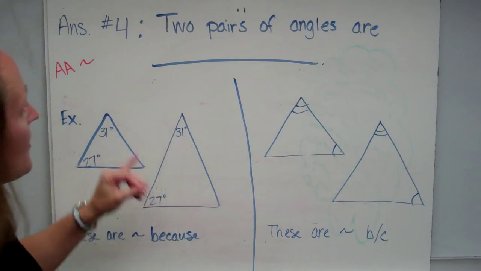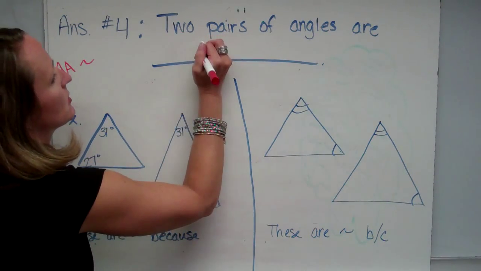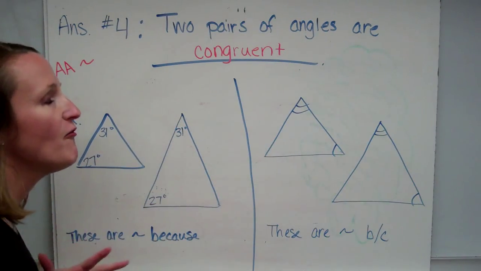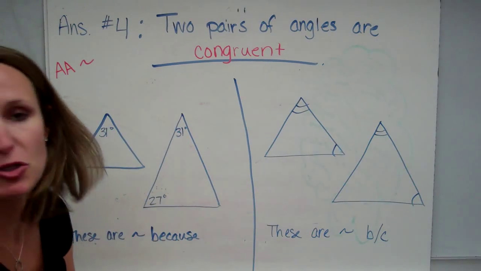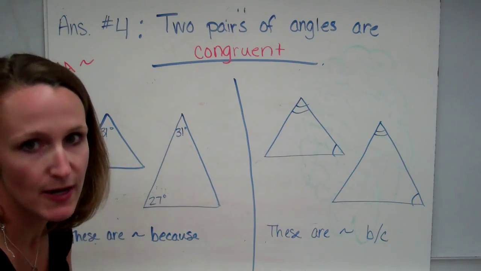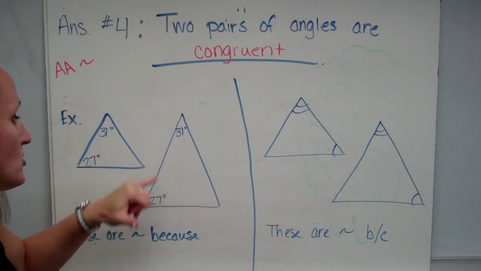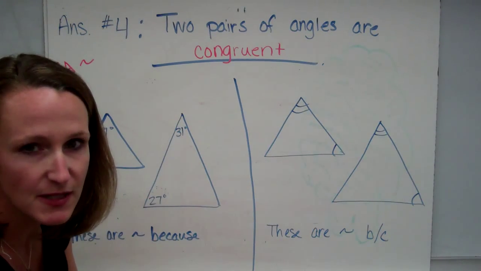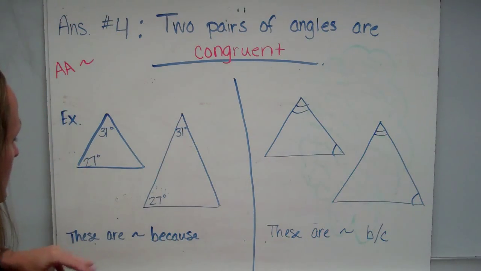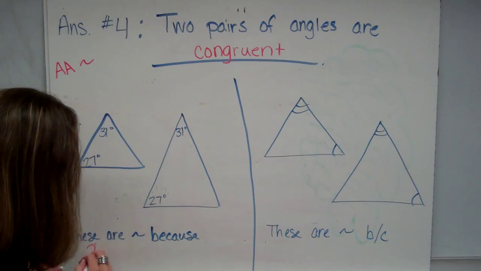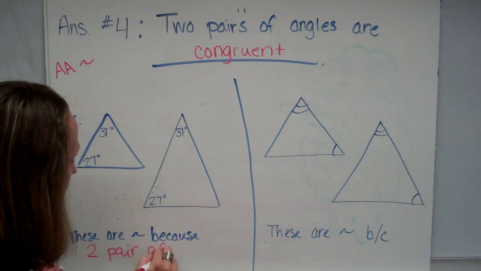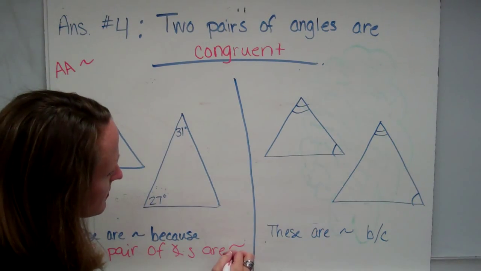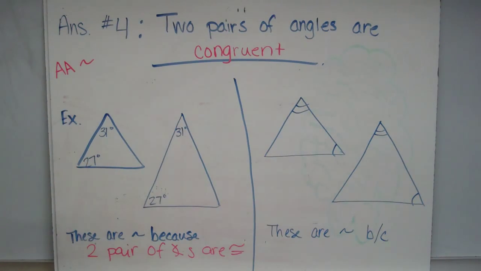Okay. Another way, 2 pairs of angles are congruent. Hopefully at this point in your math career, you know that every triangle has 3 angles and they add to equal 180. So if we know 2 pairs of angles are congruent, we're going to know the 3rd one is also. And we know that one of the ways to tell something's similar is by having congruent angles. So these are congruent because 2 pair of angles are congruent. And we write congruent with a squiggly and an equal.